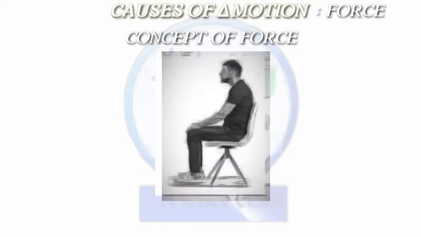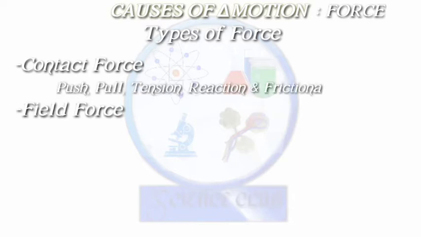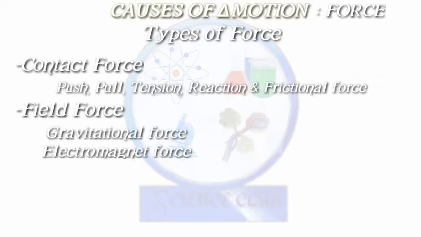Example, when sitting, gravitational force acts, and yet you are stationary. You can push a building but can't move it. Types of force: contact force and field force. Contact force involves physical contact between two objects. Example, push, pull, tension, reaction, and frictional force. Field force does not involve physical contact. Example, gravitational force between objects, electromagnetic force between electric charges.